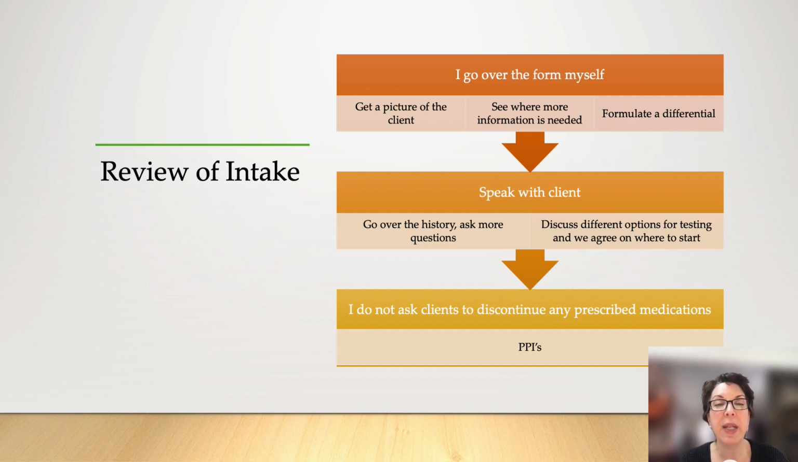So after I get an intake and all the history that I outlined in the last slide, I go over this form. It's basically a big form, and I go over it myself, so that I want to get a picture of this client. I want to see where there's more information. Do I need more information someplace? Do I have any other questions? And then I start formulating a differential, which means the kinds of things that I think might be going on. And it can be a list. Sometimes it's a list in order of most likely to least likely. This is a good thing to have. This is what I have in my mind when I go and speak with the client. I'll go over the history. I ask more questions where I think is necessary, and then I'll discuss different options for testing for the client, depending on what they're interested in. And we agree on where we're going to start.